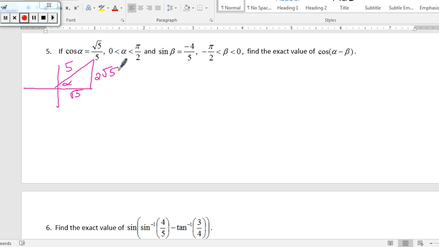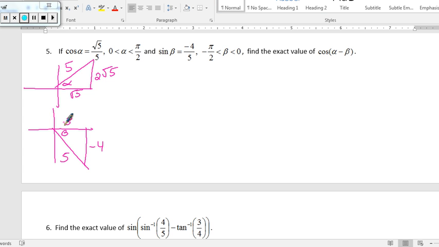Then it tells us that sine beta is negative 4 over 5, and beta is between negative pi over 2 and 0, which puts beta in quadrant number 4. So I'm listing that as angle beta. I do know that sine is y over the hypotenuse. So here's your minus 4. Here's 5. This is one of the Pythagorean triples. Now it's asking me to find the exact value of cosine of alpha minus beta.